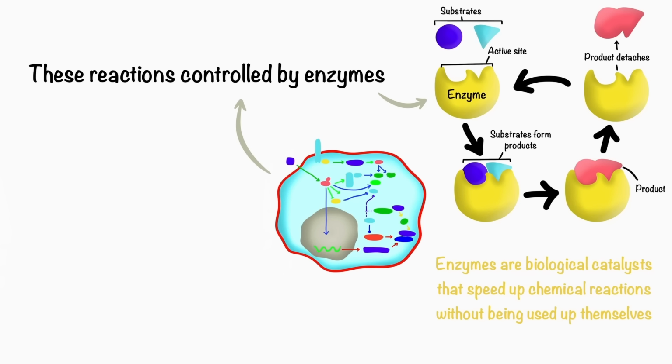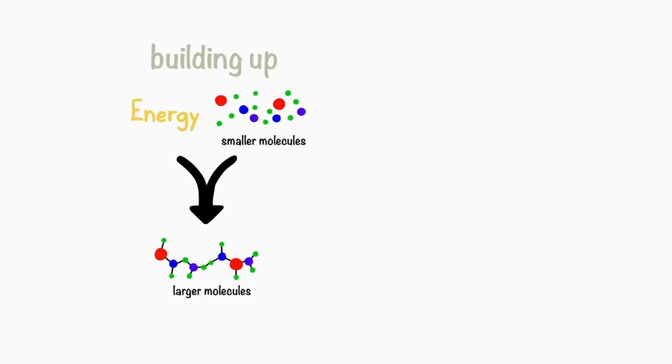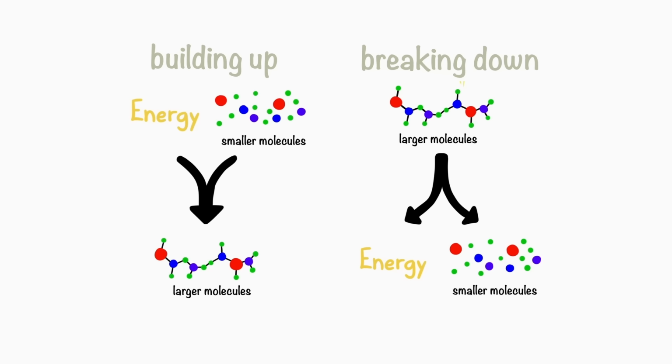Enzymes are biological catalysts that speed up chemical reactions without being used up themselves. Many of these reactions are linked together to form sequences or pathways. The product of one reaction becomes the reactant for the next. Metabolism includes two main types of reactions, those that build up complex molecules and those that break down molecules.